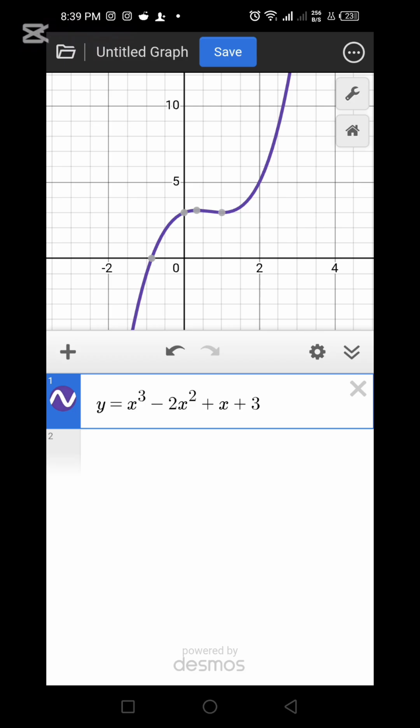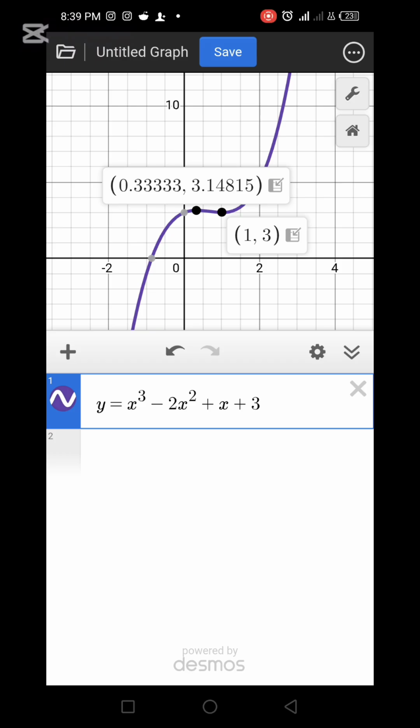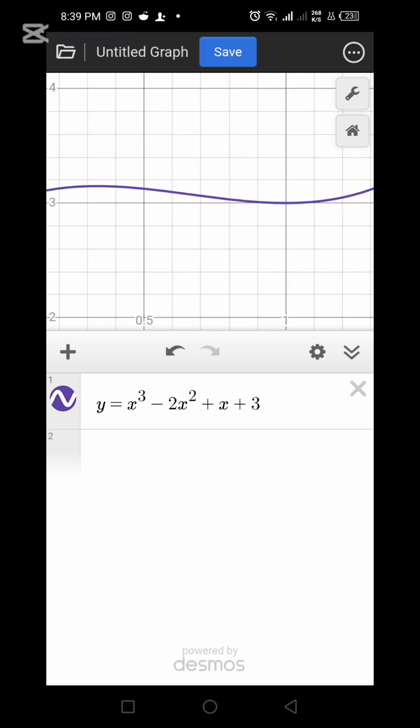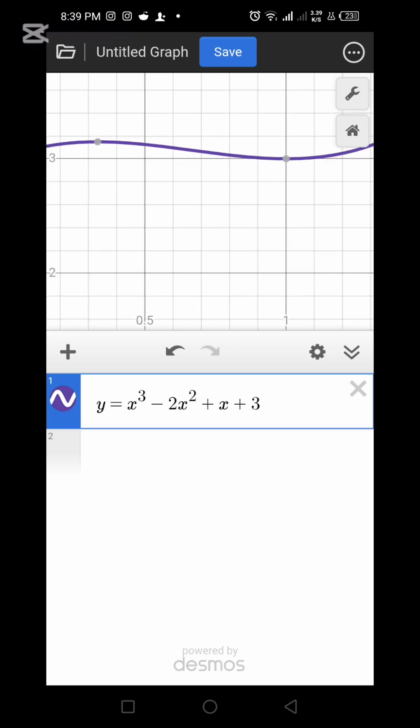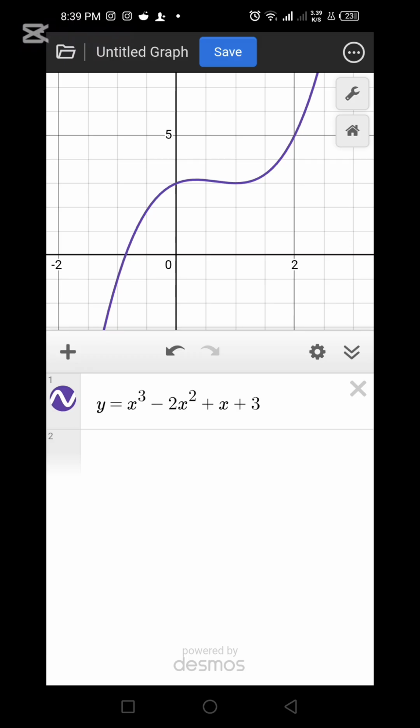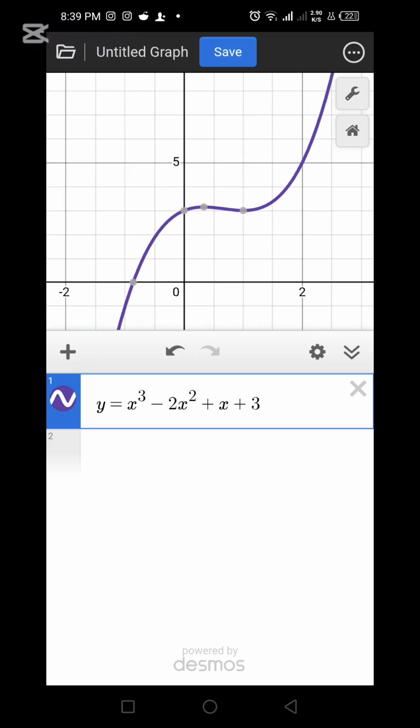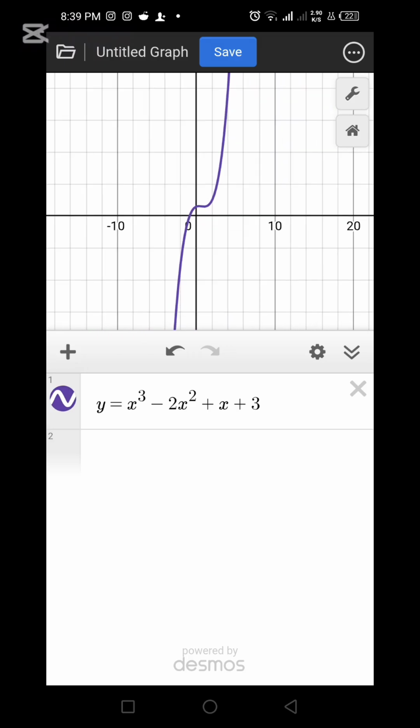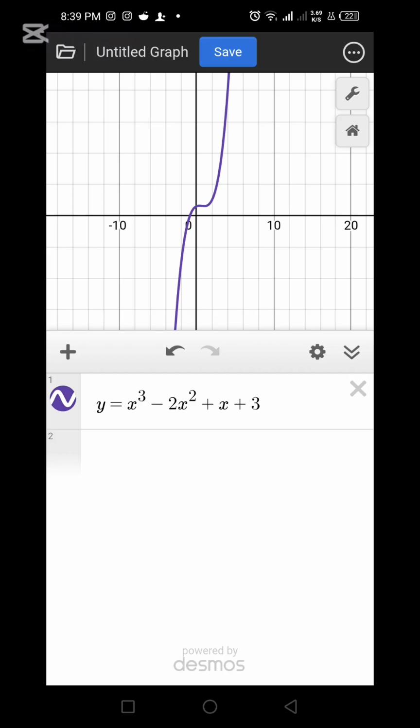If you look at this curve, the minimum point here is 1, 3, which was what we got. Then the maximum point is 0.33, which is 1 over 3, and 3.148, which was what we got earlier. The point of inflection is between the minimum point and the maximum point, which is 2 over 3 and 3.07, in between the minimum and maximum points. So this is how we plot the graph of that curve. And that's it.